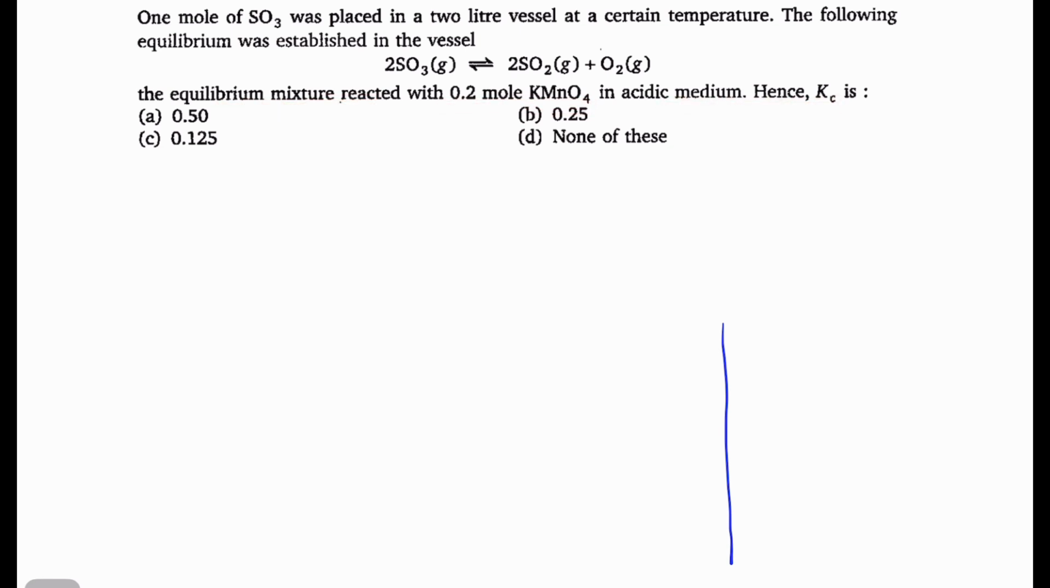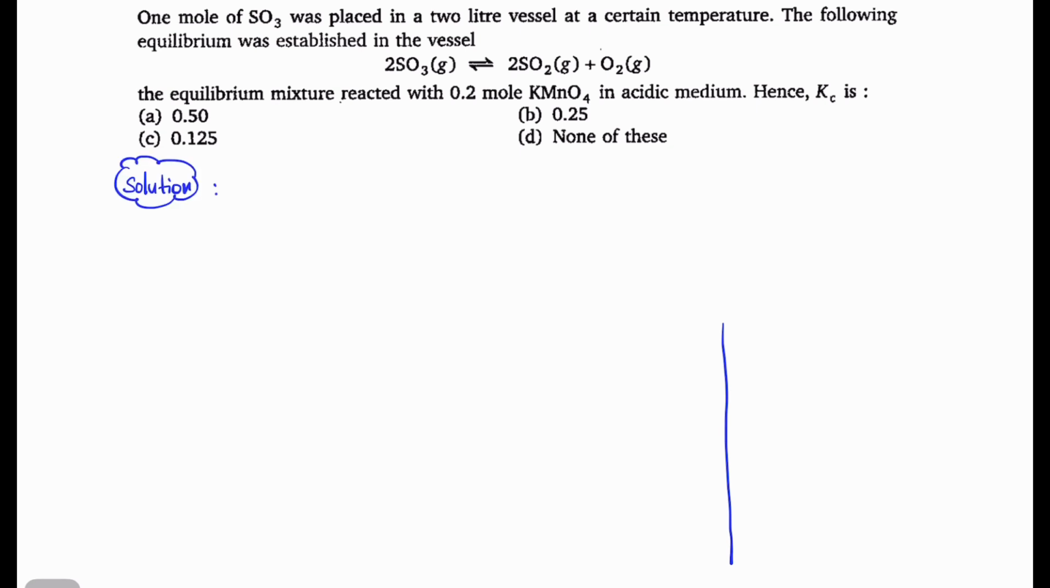So it's very simple. We have to calculate the equilibrium amount of SO2, because SO2 will only react with KMnO4. SO2 is in +4 oxidation state and will go to +6, that is sulfate ion, and KMnO4, +7, will go to Mn2+. So there will be a redox reaction between SO2 and KMnO4. With that redox reaction, we can figure out the amount of SO2 at equilibrium. And once you get the moles of SO2 at equilibrium, you can figure out the moles of O2 as well as SO3, and then you can find the Kc expression.